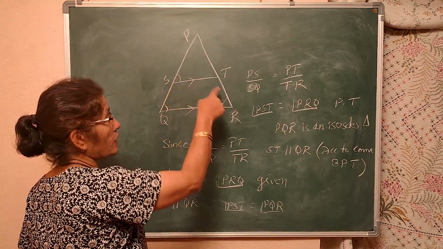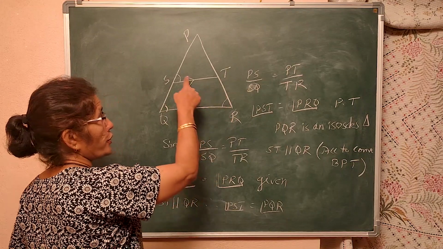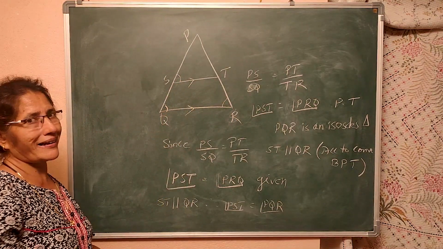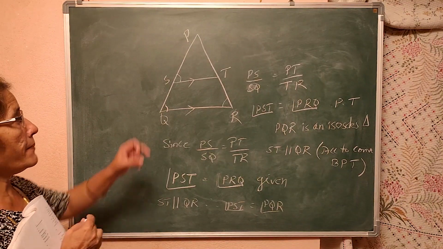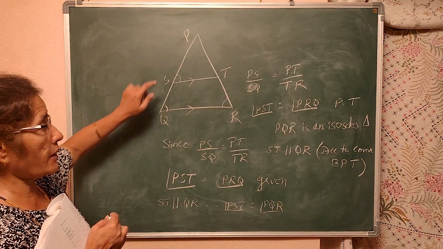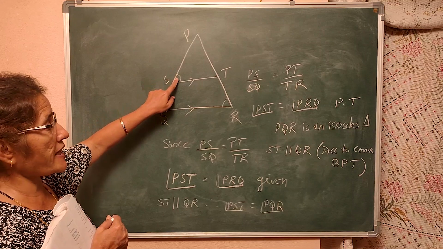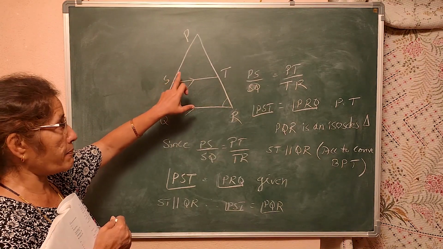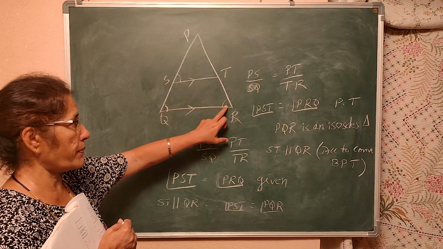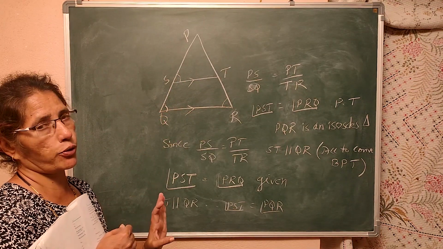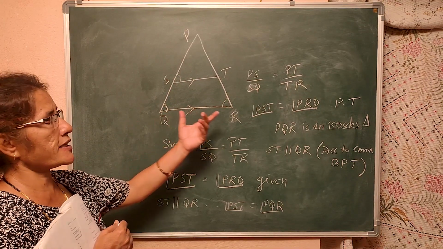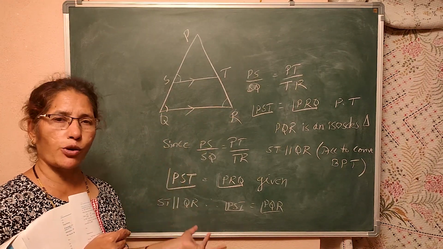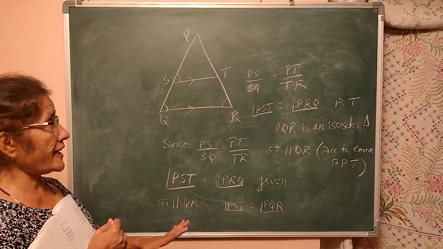But this angle is equal to this angle too. So this angle is equal to this angle is equal to this angle. Right? Therefore, angle PST is equal to angle PQR, but angle PST is equal to angle PRQ. Therefore, angle PST is equal to angle PRQ is equal to angle PQR. So, angle PQR is equal to angle PRQ. So, what type of triangle? Isosceles triangle. Did you all understand?